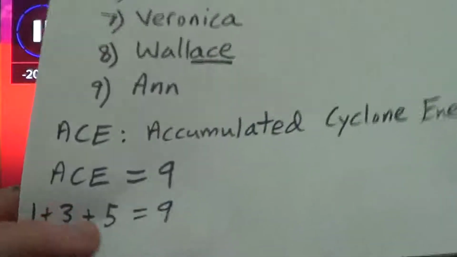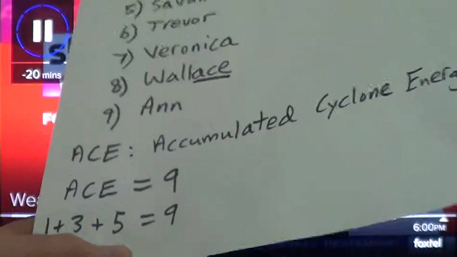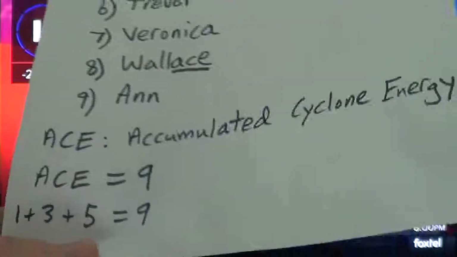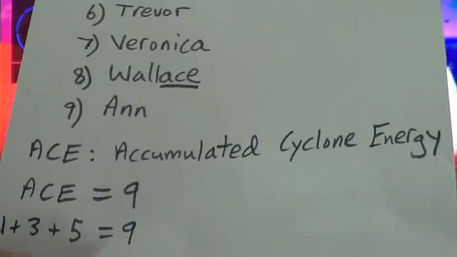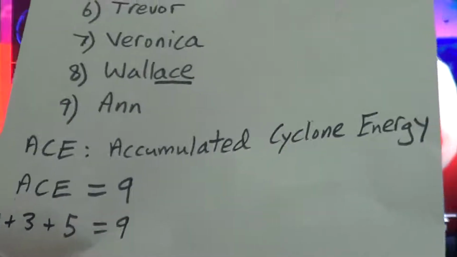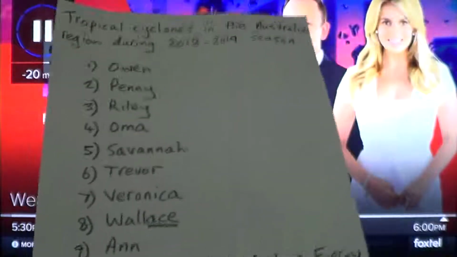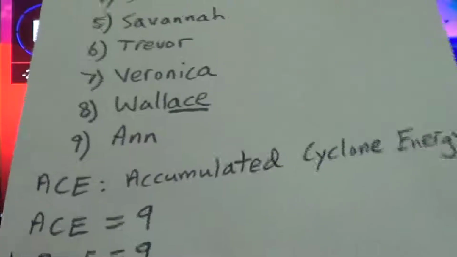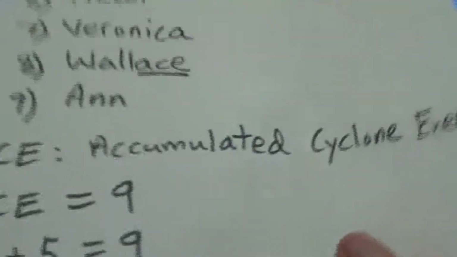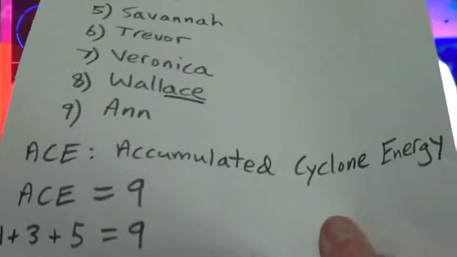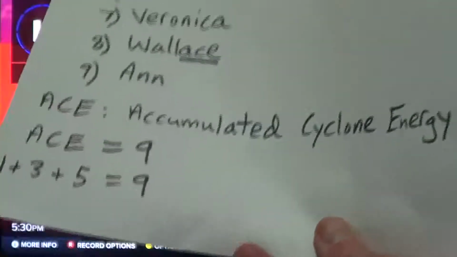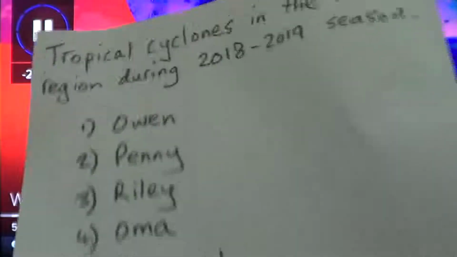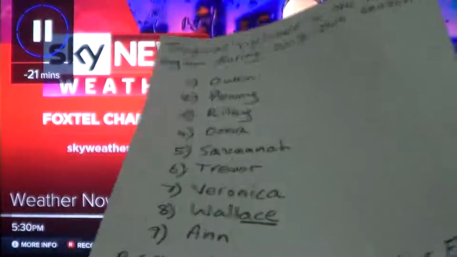ACE. A-C-E. The first, third and fifth letters of the alphabet. Add them together, you get 9. Accumulated cyclone energy. ACE equals 9. So I was thinking it would be very neat if we ended up with 9 tropical cyclones, because accumulated cyclone energy refers to the total energy of all the cyclones of a tropical cyclone season combined. ACE equals 9. 9 cyclones.